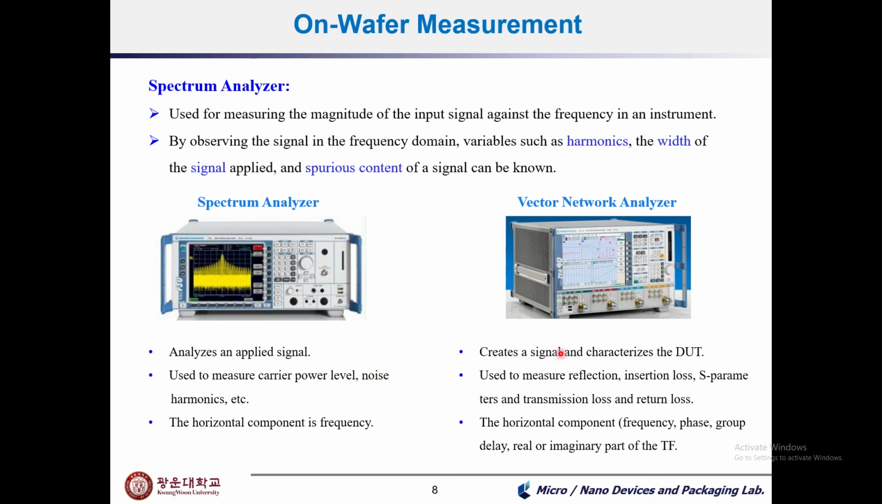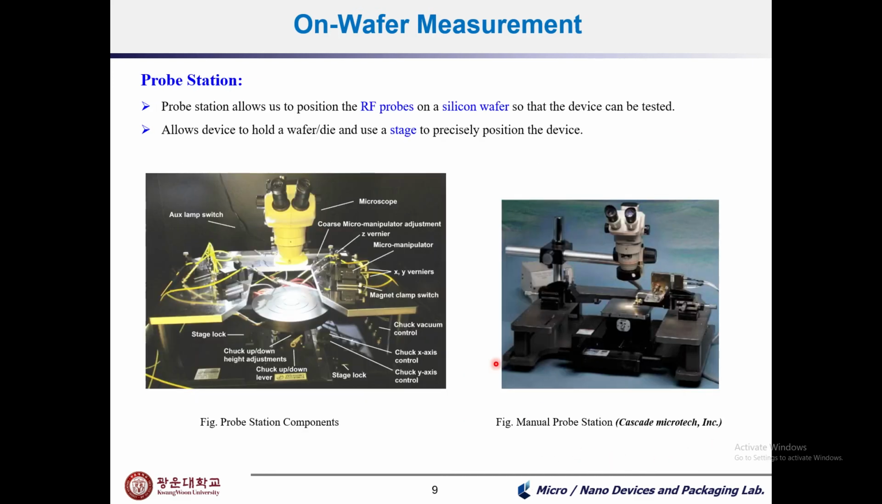And the vector network analyzer is used to measure multiple parameters, especially related to the S parameters, which are the reflection loss, insertion loss, transmission loss and return loss. In the case of the spectrum analyzer, the horizontal component is frequency, whereas in the case of the vector network analyzer, the horizontal component can be any of these: frequency, phase, group delay, real or imaginary part of the transfer function.